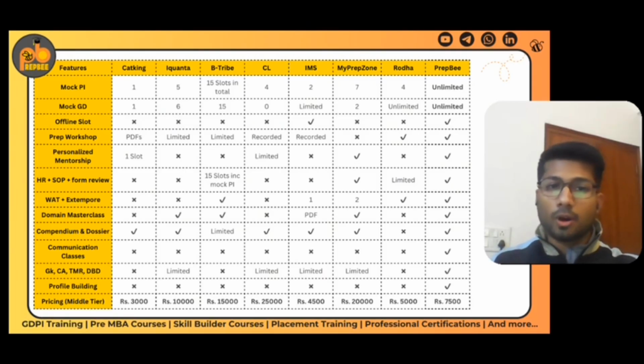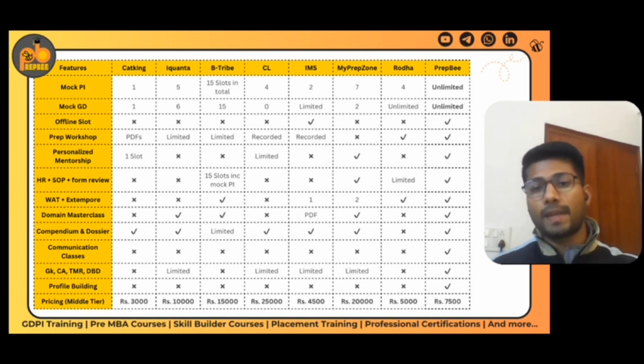On the contrary, what PrepBee does is that we have an unlimited mock PI and HR SOP plan. We have a very personalized offering: you will get a personalized mentor with whom you can have unlimited sessions and get your HR answers and SOP form reviewed. And then we have a separate vertical for mock PIs. You can again book unlimited mock PIs in a week, or even book at least 2 mock PIs in a day if you want to. So there is no capping as such when it comes to HR answer and SOP reviews and mock PIs, both taken into picture.